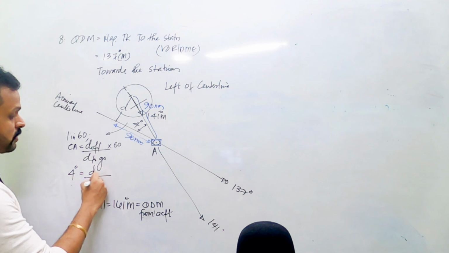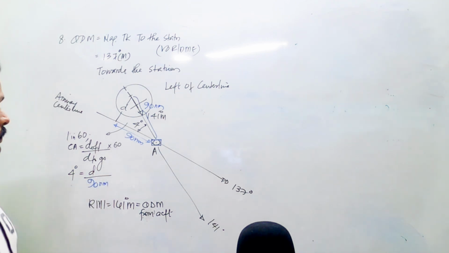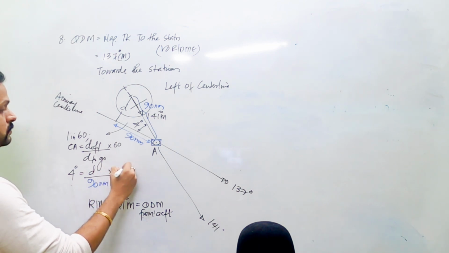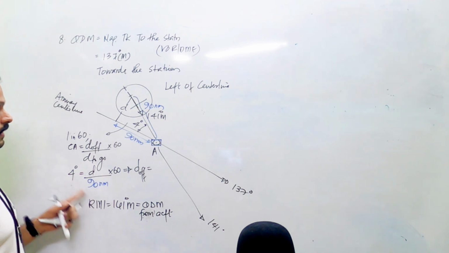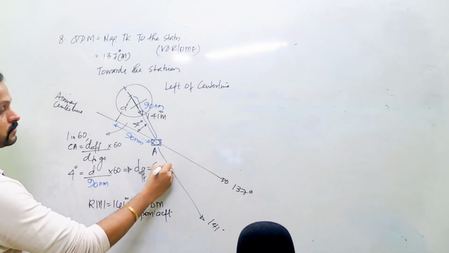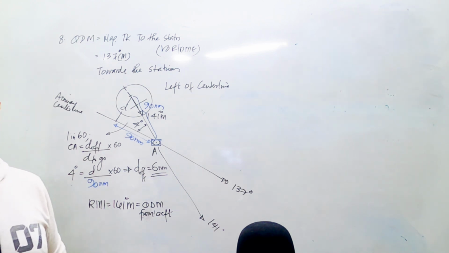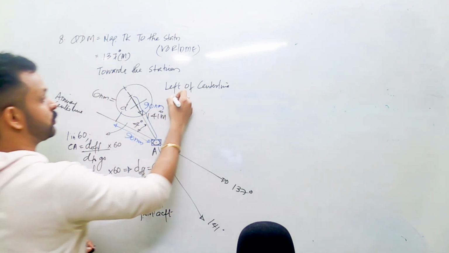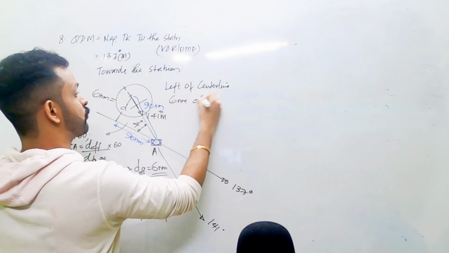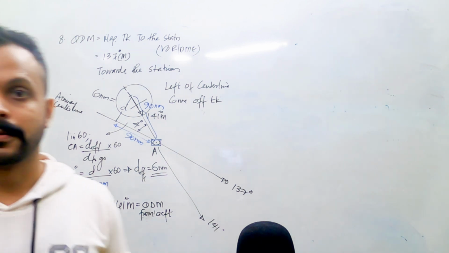Therefore, distance off is 4 times 90 nautical miles divided by 60. And therefore, what is the distance off? 360 divided by 60, which is 6 nautical miles. Therefore, this distance is how much? 6 nautical miles. You're 6 nautical miles off track, or off the center line, to the left of it. Understood?